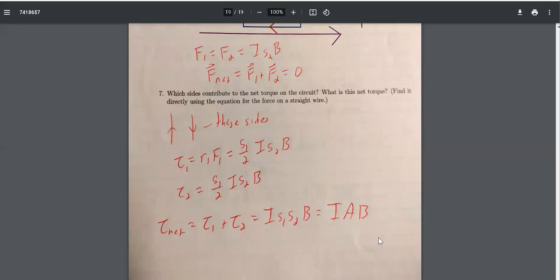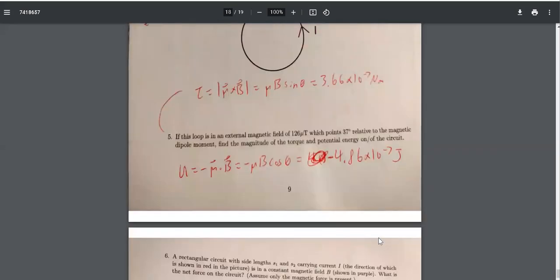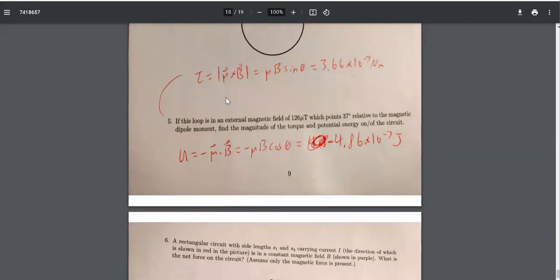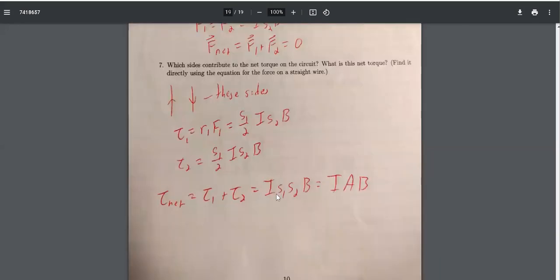Now note, this is exactly what we would have gotten if we took the cross product between mu and the magnetic field, if we first found the magnetic dipole moment. But this question asks us to find it just from the force.